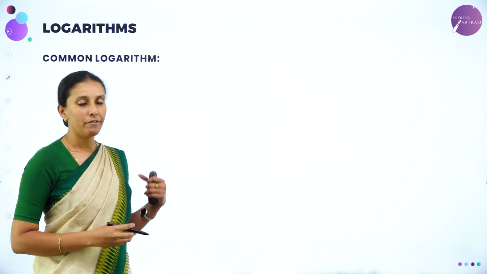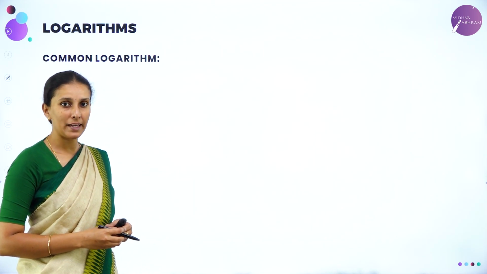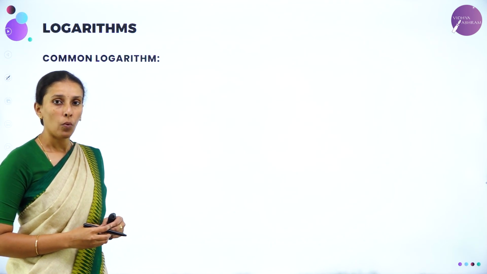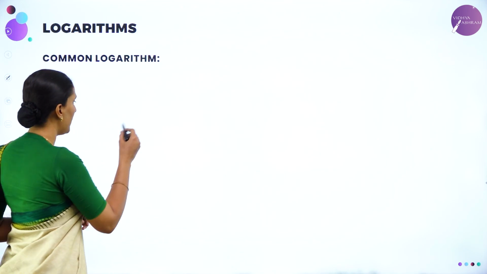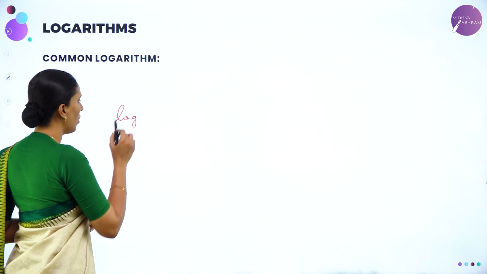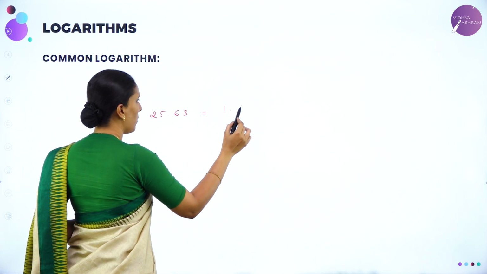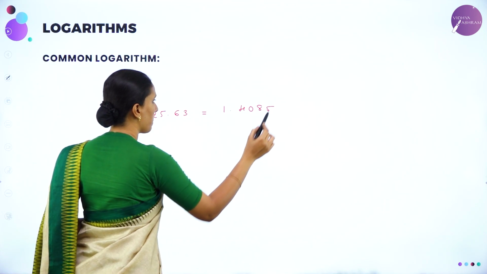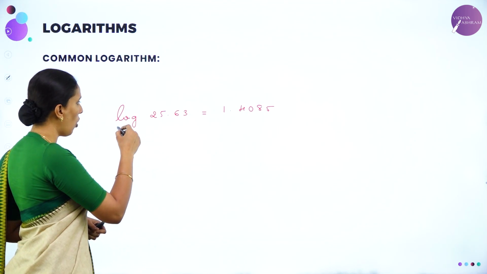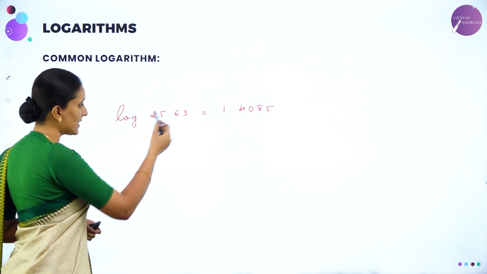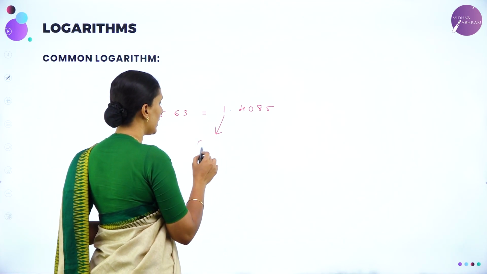But before that, every common logarithm, that is a log value of any number base 10, contains two parts. One is called the characteristic, another is called mantissa. For example, let me take log 25.63, whose value is 1.4085. We can find this log with the help of the log table. Log of the number 25.63 is 1.4085. Here 1 is called the characteristic.